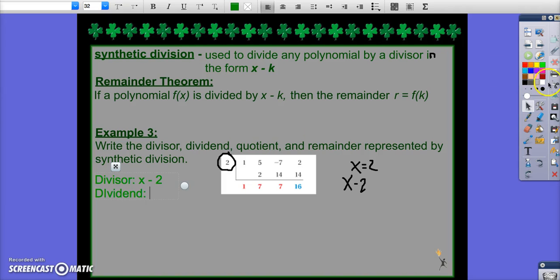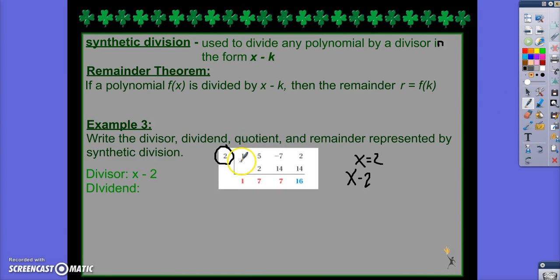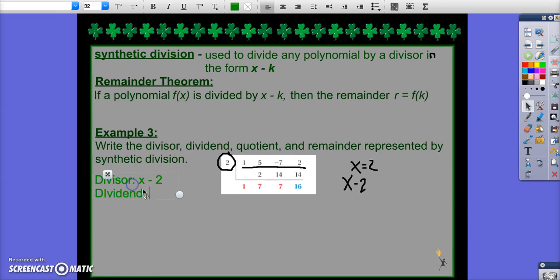And your dividend comes from what you wrote, the coefficients first. Now be careful here to figure out, we need the variables again, right? We go constant, x to the first, x squared, x cubed. So the last number is always the constant. You might be saying, well, what if it's not? You would have a 0 placeholder. So this is how we write the dividend here. So what I say, constant, first, second, third power.